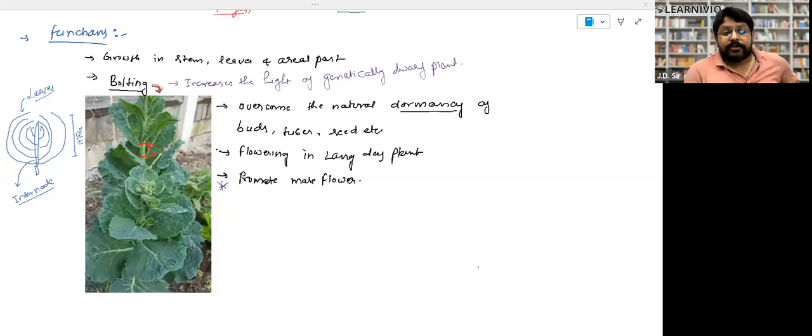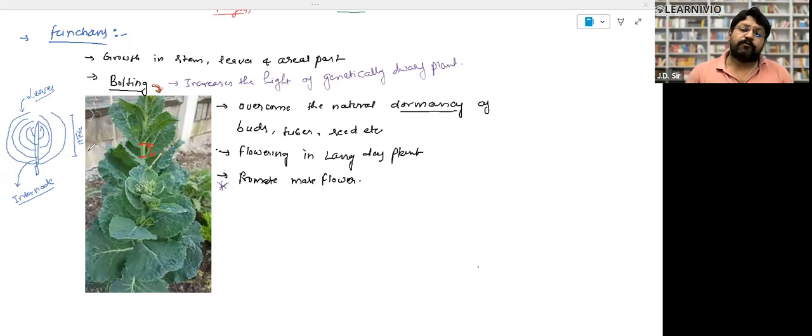The hormone responsible for this dormancy is abscisic acid. We'll discuss this hormone today. If you want to break the dormancy and make the seed germinate, say after 1 month within the dormancy period, soak the seed in gibberellin and it will germinate. So it is responsible for overcoming the dormancy of buds, tubers, and seeds.